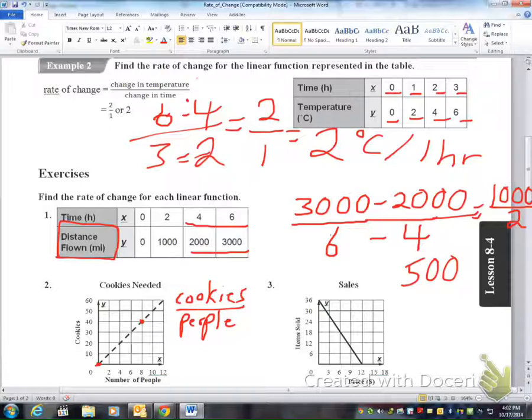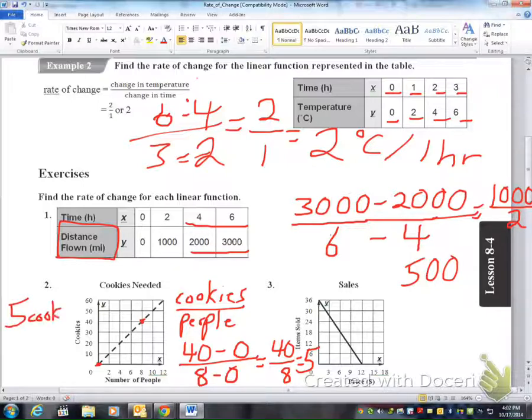So I have the number of cookies is 40 at the end, but the number of cookies at the beginning is 0. The number of people at my higher point is 8 people. The number of people at the beginning was 0. So I have 40 minus 0, which is 40, over 8 minus 0, which is 8, and 40 divided by 8 is 5. So our answer for this one is 5 cookies per person. So our rate of change is 5 cookies per person.